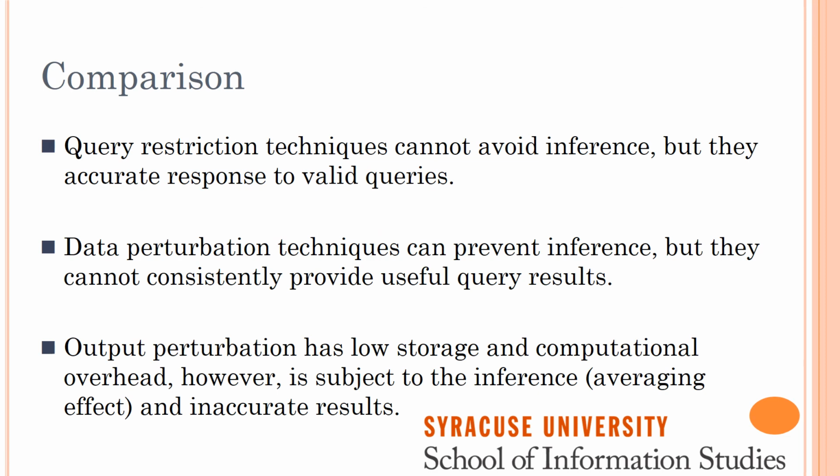So you would be wondering which one of the previously mentioned techniques is the best for data aggregation. On a broader base, we can say that query restriction techniques cannot avoid inference, but they accurately respond to valid queries. There is no noise added to the output, but the number of responses is restricted. Data perturbation techniques can prevent inference, but they cannot easily be made consistent to provide useful query results as data is corrupted by random noise. Output perturbation has low storage and computational overhead, however, it is subject to inference and inaccurate results.